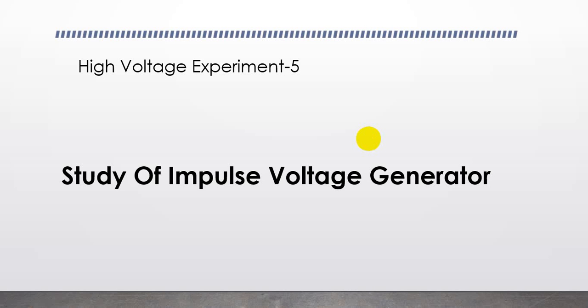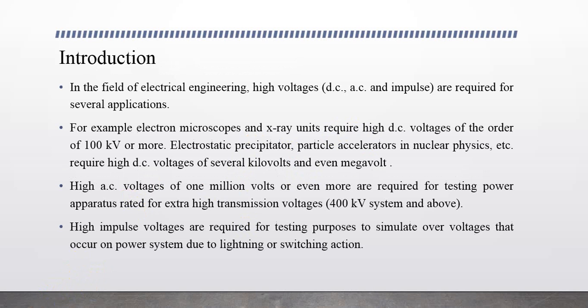Welcome to the fifth experiment of the high voltage engineering testing five-part study of the impulse voltage generator. In this we are going to evaluate the peak voltage of the impulse wave, the front time and the tail time. Before going into the experiment, where do we use this?